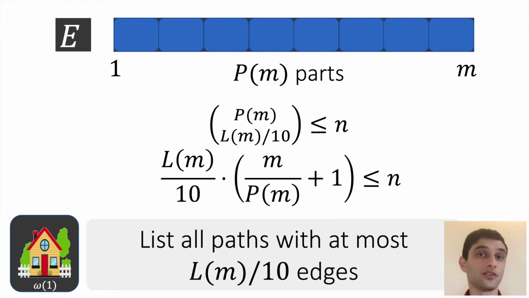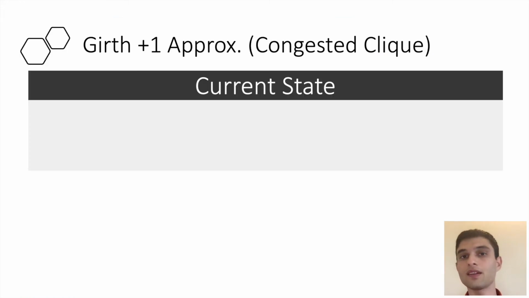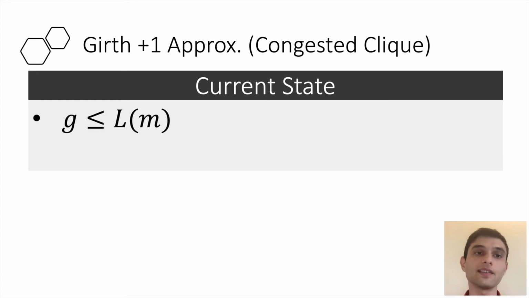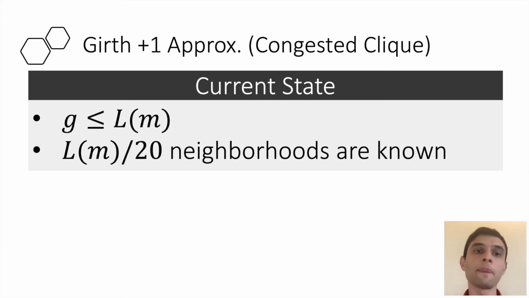And this basically finishes the first part of the algorithm. This part is very, very trivial and works due to both of these constraints being held no matter how many edges exist in the graph or the girth of the graph. For the second, so now our current state is that we have some upper bound on the girth, and every single node knows the neighborhood surrounding it of radius at least L of m divided by 20.